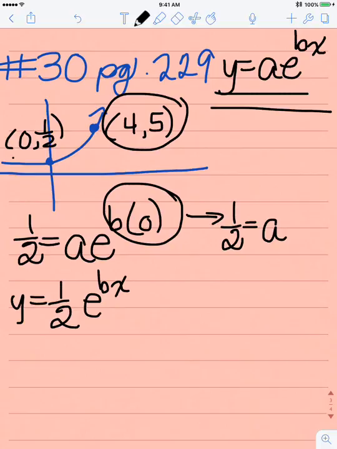So I'm going to substitute 5 for y. Not 5 is 4, 5 is y, I'm sorry. 5 equals 1/2 e raised to the b times x. x here is 4, so e raised to the 4b power. Okay, so if you look here, I only have one unknown. This is my only unknown. So I'm going to solve for it.